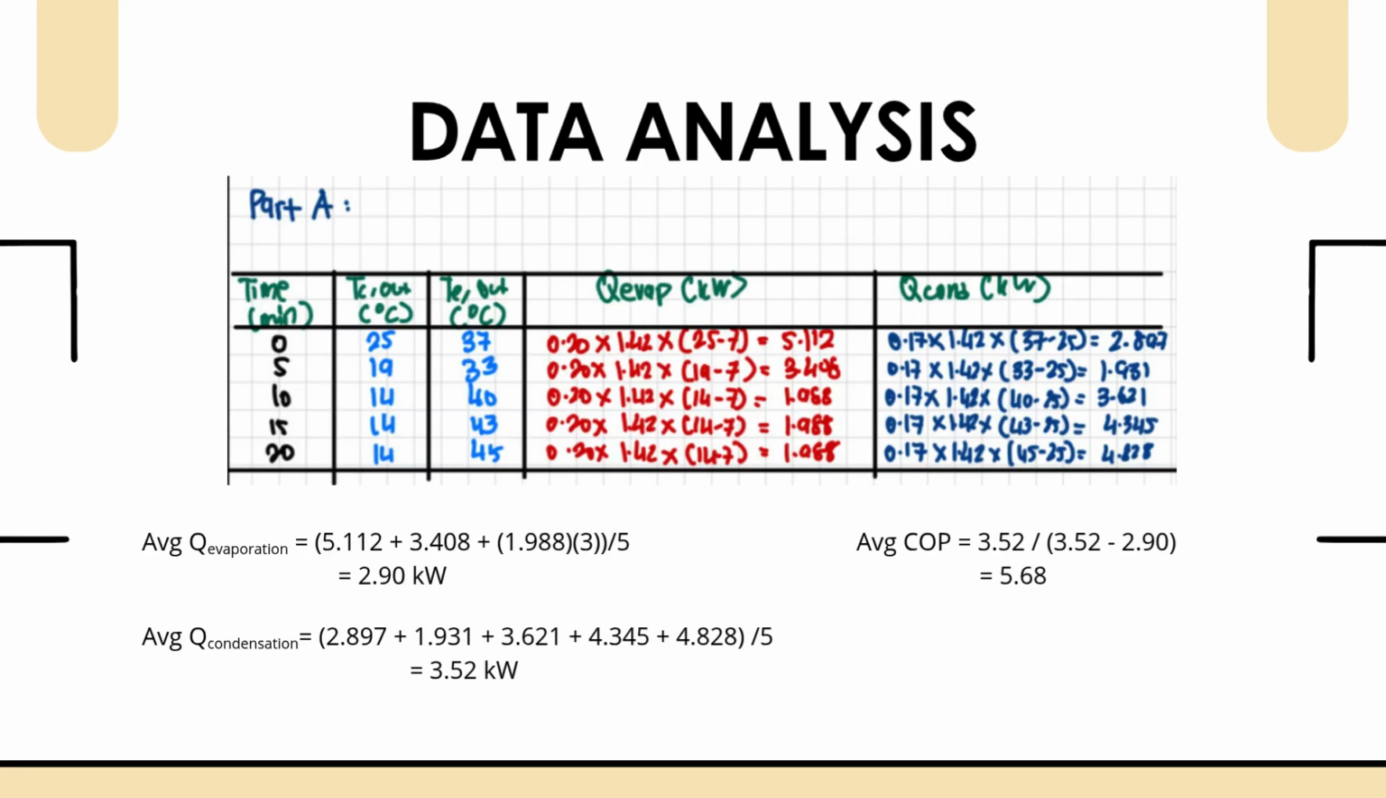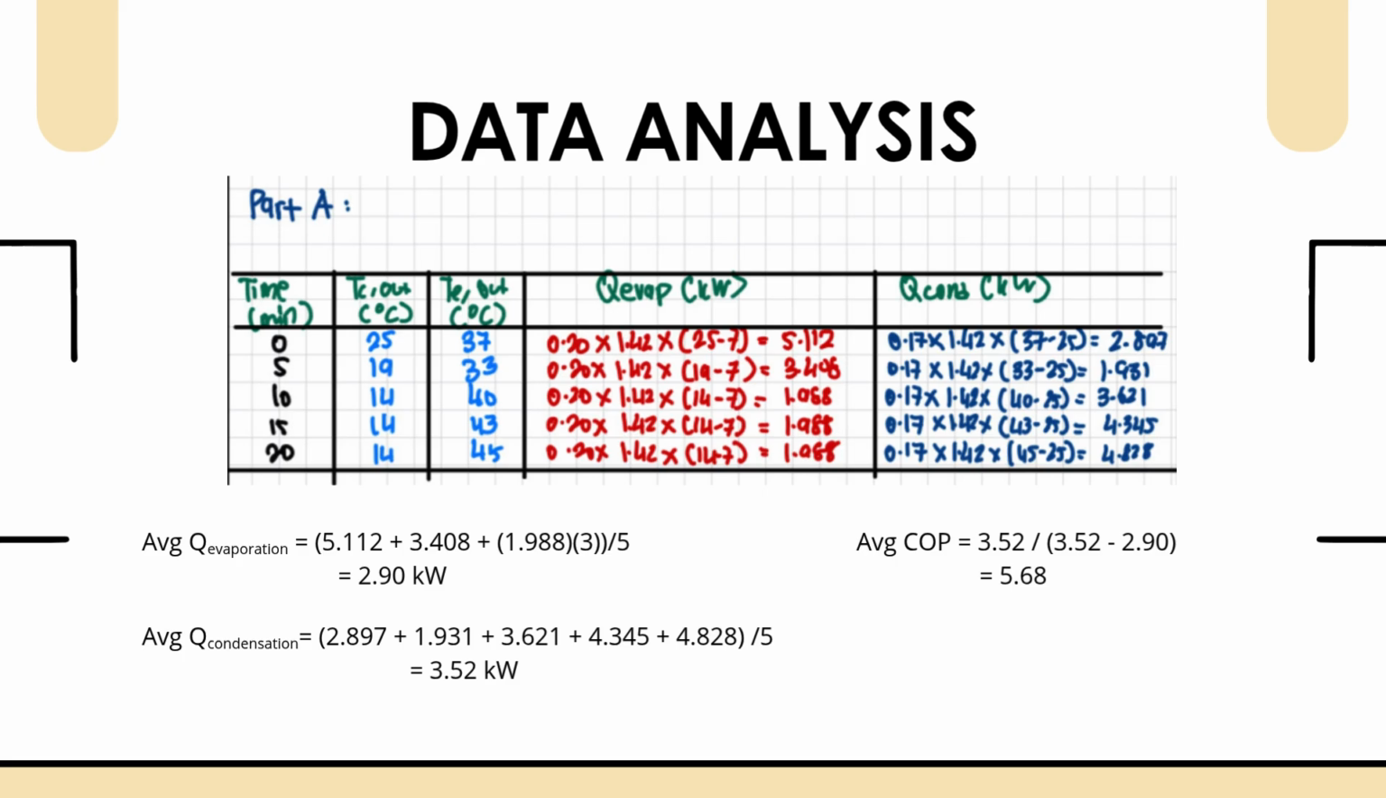So for data analysis, we can calculate Q evaporation and Q condensation from the time and the Tc and Te we gained from part A. After we got all the Q evaporation and Q condensation, we can now calculate the average Q evaporation and average Q condensation for each of the data.